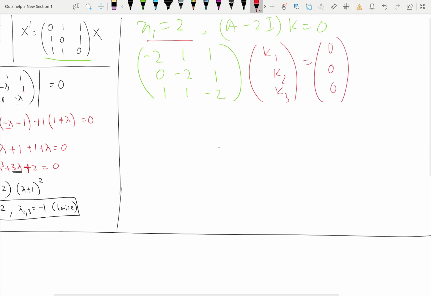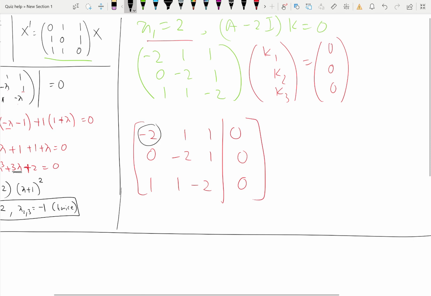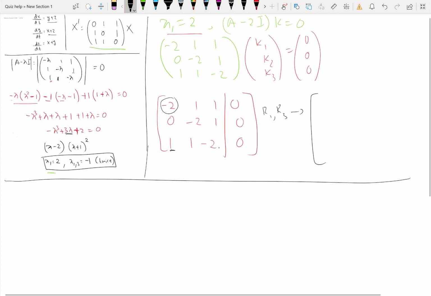Now you want to solve this equation. What we do is we use Gaussian elimination. So the augmented matrix is negative 2, 1, 1, 0; 0, negative 2, 1, 0; 1, 1, negative 2, 0. What can I do here? The first pivot position is negative 2, it's non-zero, good. But I can see I have 1 here, so I will switch R1 and R3, so that I get that nice pivot position of 1. So 1, 1, negative 2, 0; 0, negative 2, 1, 0; negative 2, 1, 1, 0.